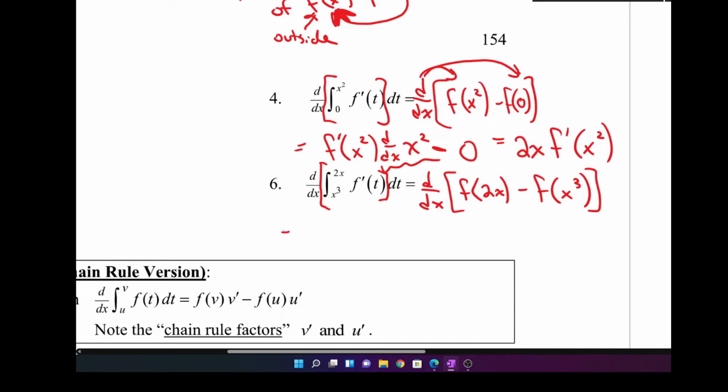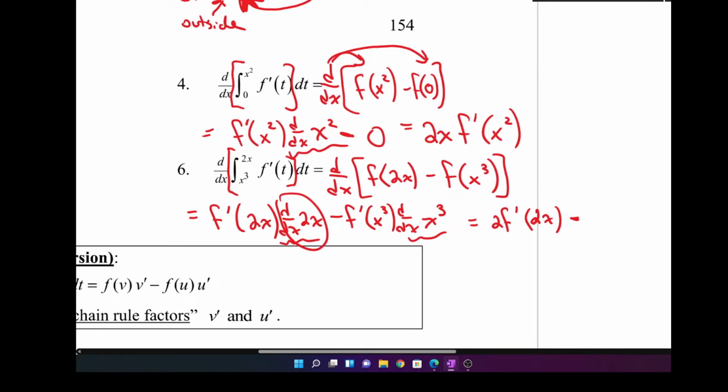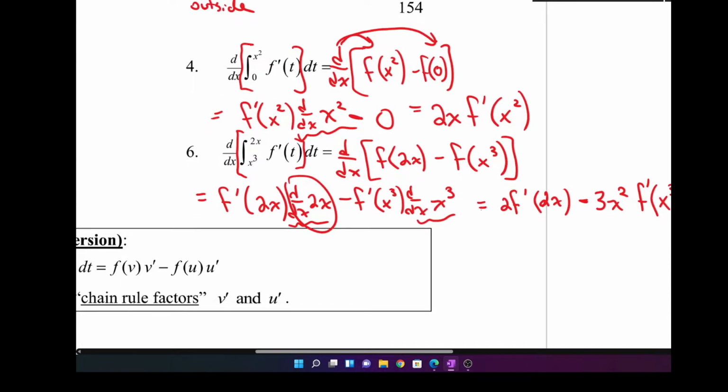I'm just telling you. All right, so f prime of 2x, and then a d/dx on the 2x, minus f prime of x cubed with a d/dx of x cubed, meaning that I'm using my chain rule. There's my chain rule hook-on pieces. So my answer is going to be f prime of 2x with a 2 in front of it, because the derivative of 2x is 2, and then minus, well, let's go ahead and do the chain rule hook-on piece now, and then f prime of x cubed would be my answer, okay?